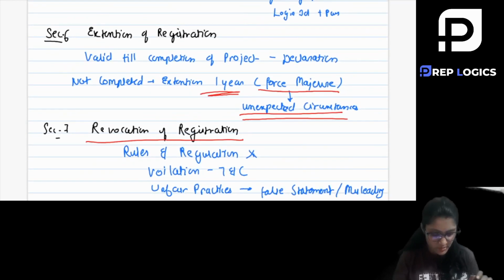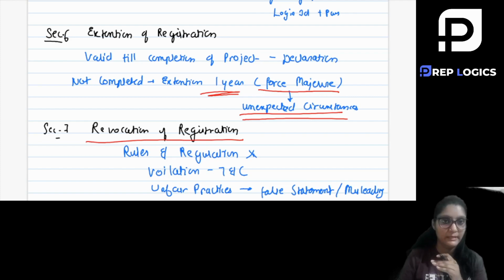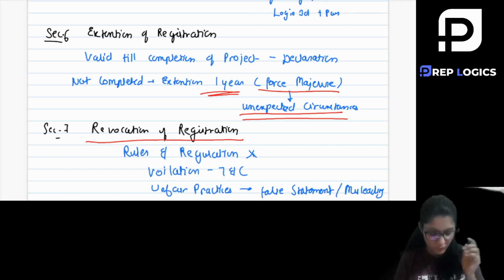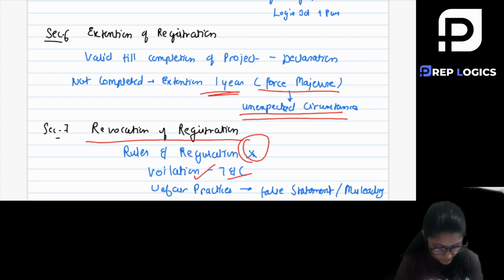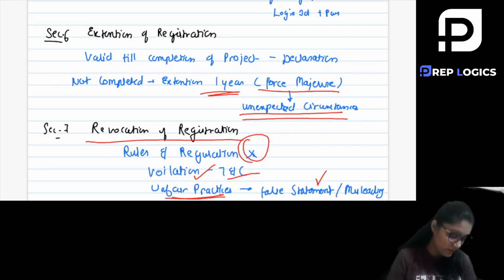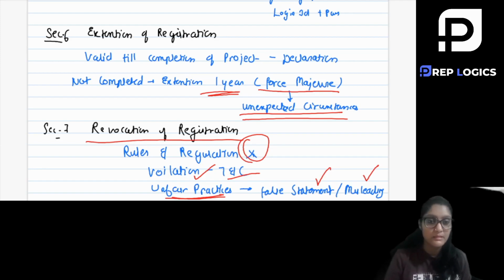can your registration be revoked? You have applied for registration, you have got the registration within 30 days, you have got the login ID and password, you are building the building. Now can your registration be cancelled? Yes, your registration can be cancelled if you are not able to follow the rules and regulations of the RERA Act, if you have done the violation of any terms and conditions, if you have engaged yourself in unfair practices, making false advertisement and misleading statements, etc. Then in this case revocation of registration can happen.